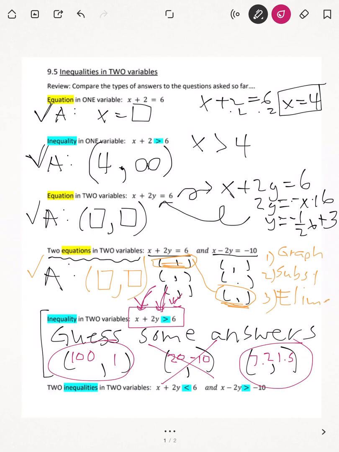We're going to have to find another way to be more specific to capture all of the possible answers and make sure we don't include any ordered pairs that don't satisfy that inequality. Open the next video and we'll talk about it some more.